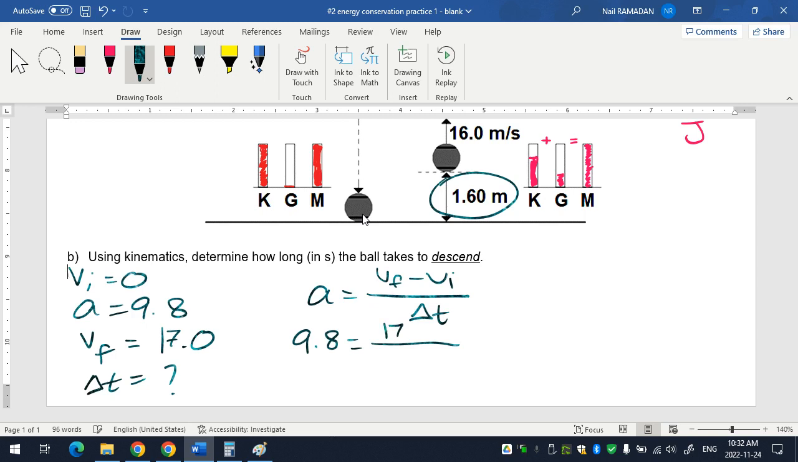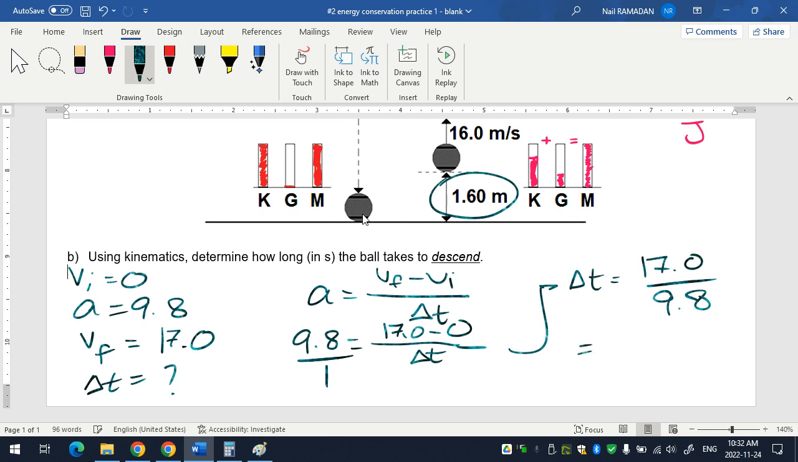Vf is 17 minus 0 over delta t. Cross-multiplying, delta t equals 17 divided by 9.8. That would be less than 2, 1.7 seconds. How many people agree? 1.7, up to three sig figs or two decimals? In what time unit? Standard, of course, seconds. Ta-da! That's it.